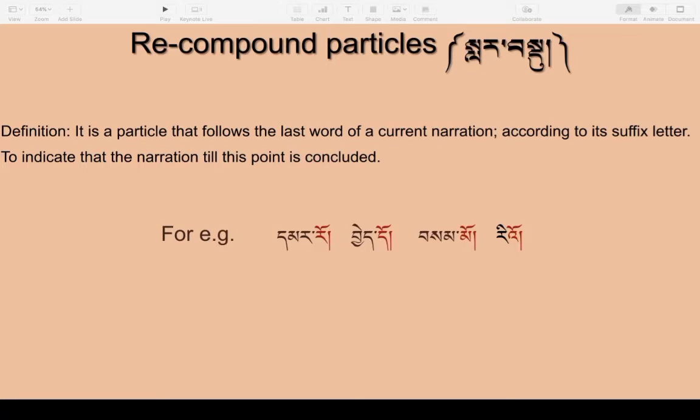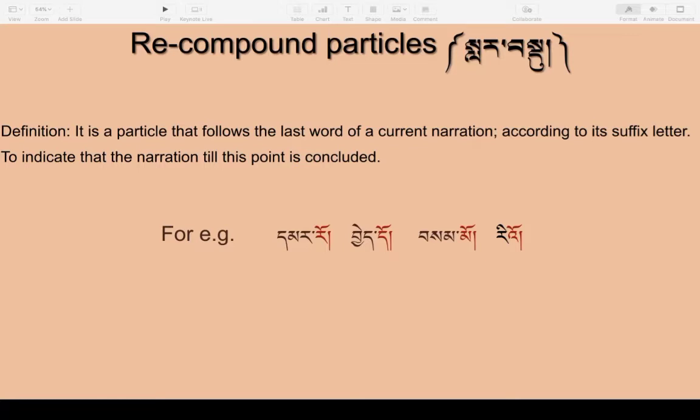So these particles follow the last word, so it always follows the last word of the current narration. Okay, let's just go with this, and I'll explain it after this. According to its suffix, these recompound particles are dependent connective particles.